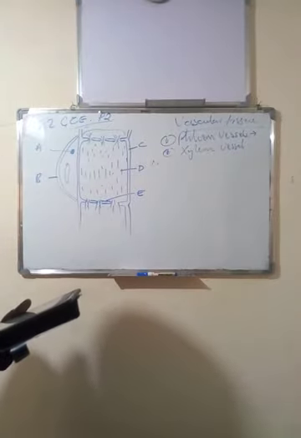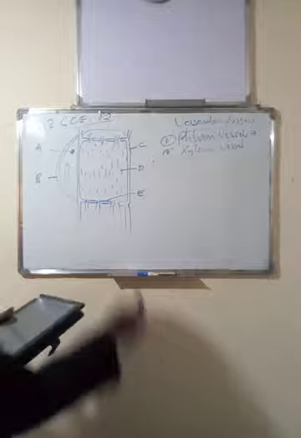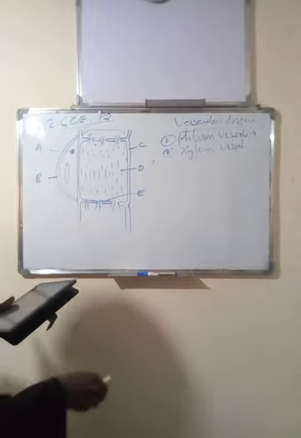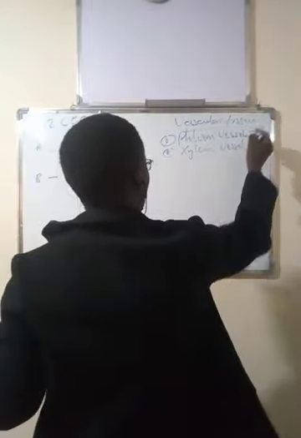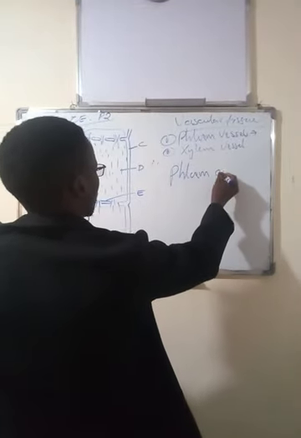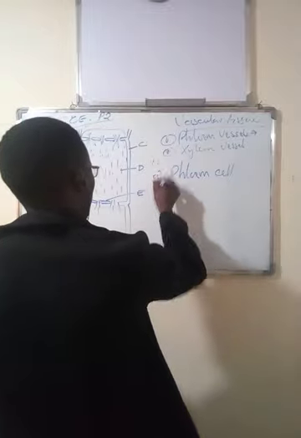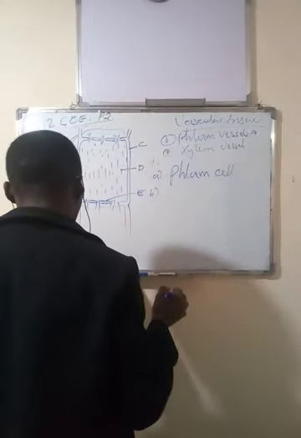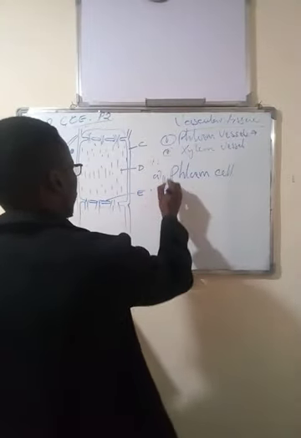So identify the specialized cell. The specialized cell in this case is the phloem cell. Okay, so that is A1.